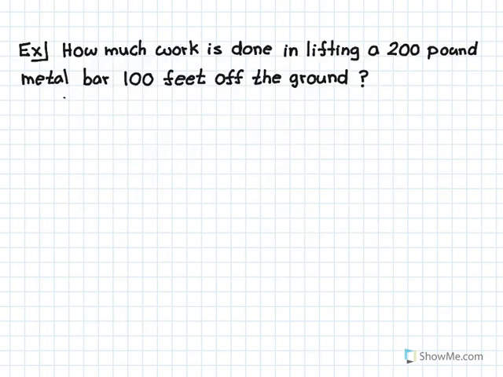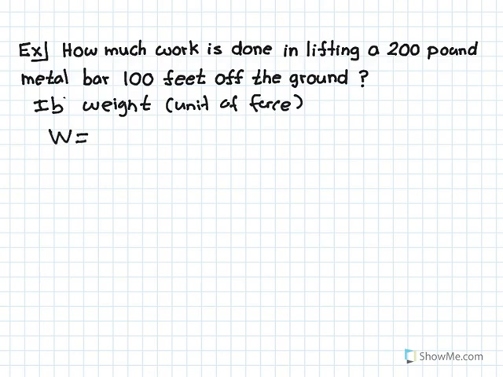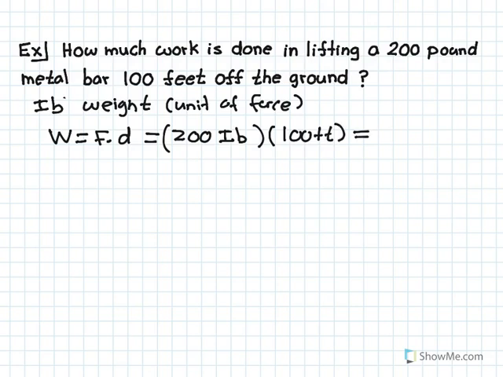Here we have: how much work is done in lifting a 200-pound metal bar 100 feet off the ground? Now in the US system, pound is already the weight of the object. It's already a unit of force, so it already includes gravity. Work is equal to force times distance. The force is 200 pounds, and the distance is 100 feet. Multiply, we get 20,000 foot-pound.